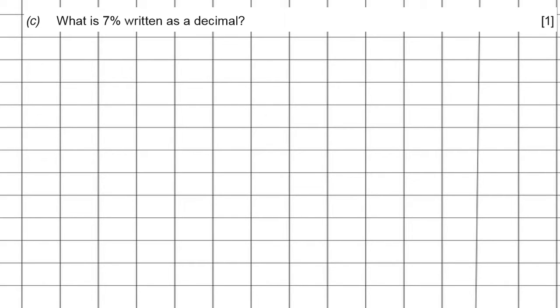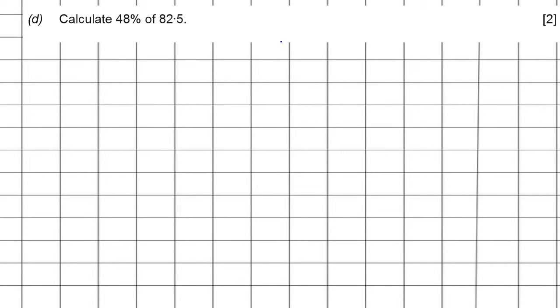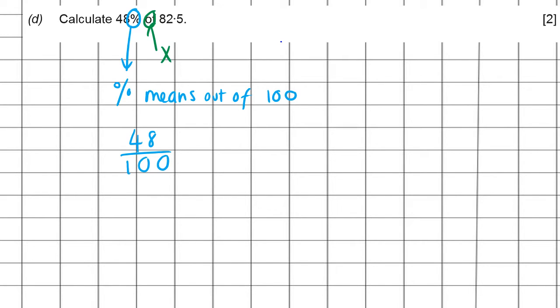C. What is 7% written as a decimal? So, as previously, percent means out of 100. So 7 over 100 gives us 0.07. Calculate 48% of 82.5. So again, this is an important fact to know: percent means out of 100. So that's 48 over 100. And another important fact is, now, of means times. So 48 over 100 times 82.5 gives us 39.6.